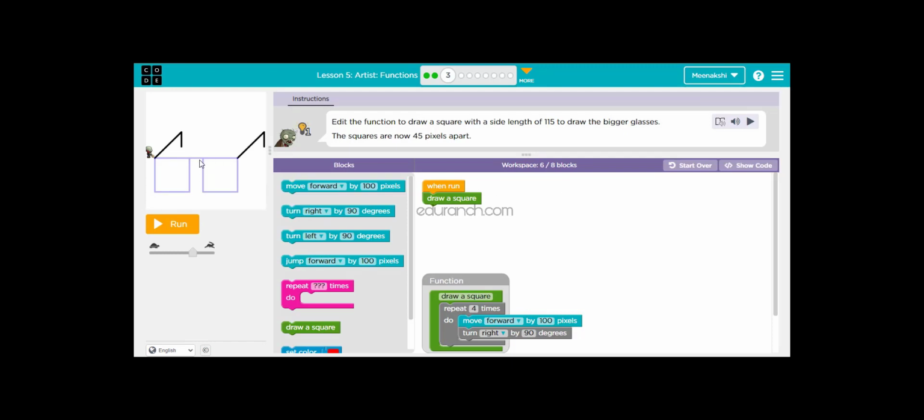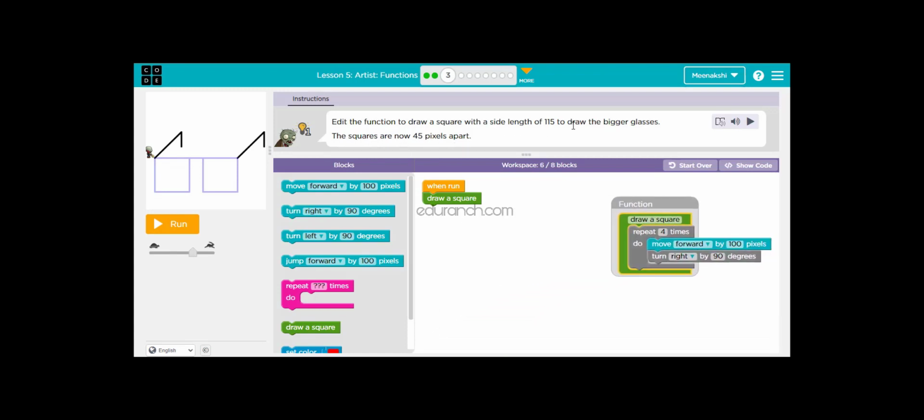Okay, now the squares of the specs are a bit bigger, and the squares are 45 pixels apart, and the side length of each square is 115 pixels. So we are going to change it to 115 pixels. And when we draw a square, we'll now have to move 115 plus 45 pixels, which is 160. We have to move 160 pixels forward. And then we'll draw a square again.